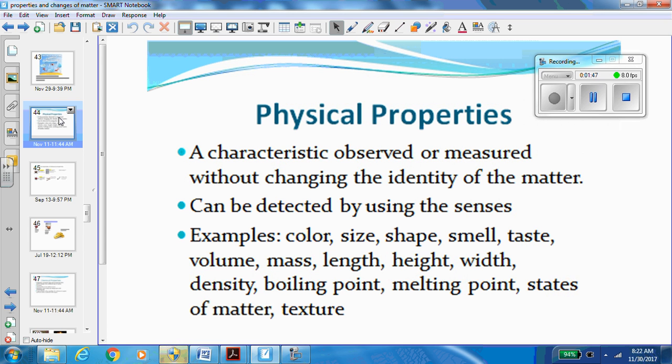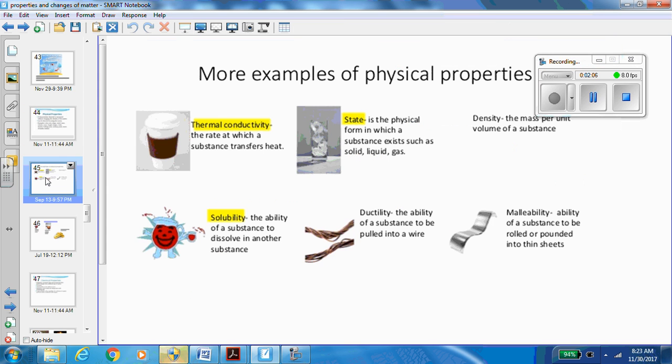A state of matter is a physical property. We discussed states of matter a few lessons back. Remember, matter can be a solid, liquid, gas, or plasma. So that would also be considered a physical property of matter. And then texture, which is the way something feels, could also be considered a physical property. Let's take a look at some other physical properties that we may not necessarily know what they mean, but they can also be physical properties of matter.